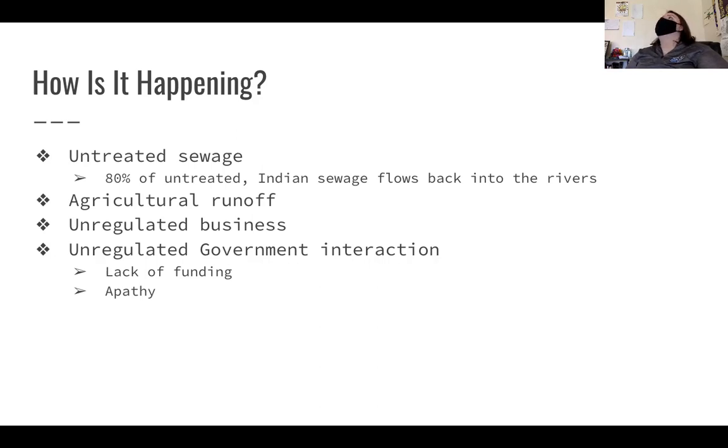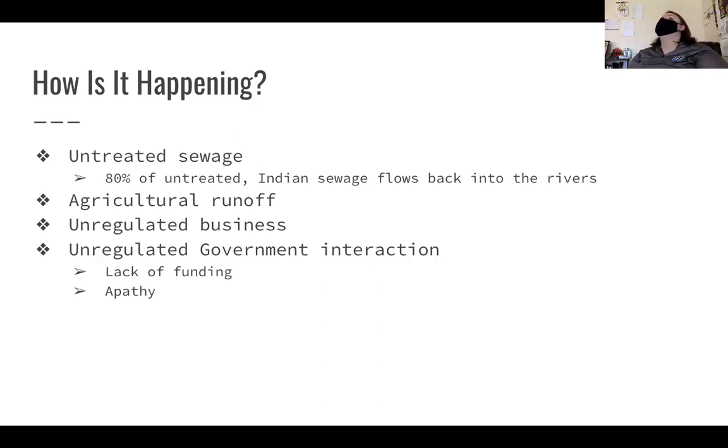And then a concurrent theme that we saw throughout the entire video, and that you can still see when it comes to India's water health, is unregulated government interaction, which can be thought of in basically two different ways. One, they don't have enough money to fund the things that need to happen. So they don't have enough money to treat sewage. They don't have enough money to give people clean, filtered water. But the second reason that we saw multiple times throughout this is that there's just straight up apathy. There's a lack of caring when it comes to people's water sources in India, okay?